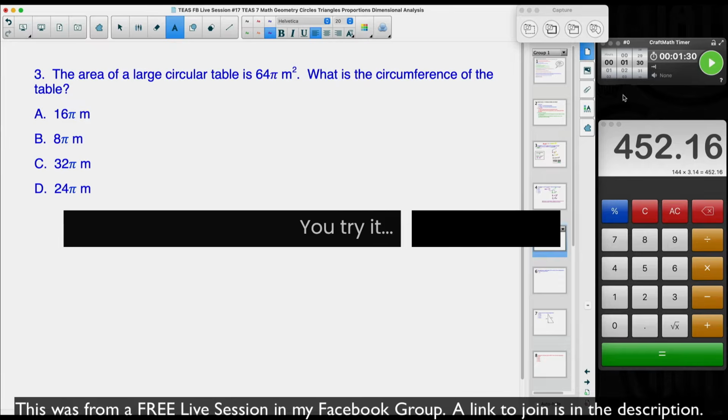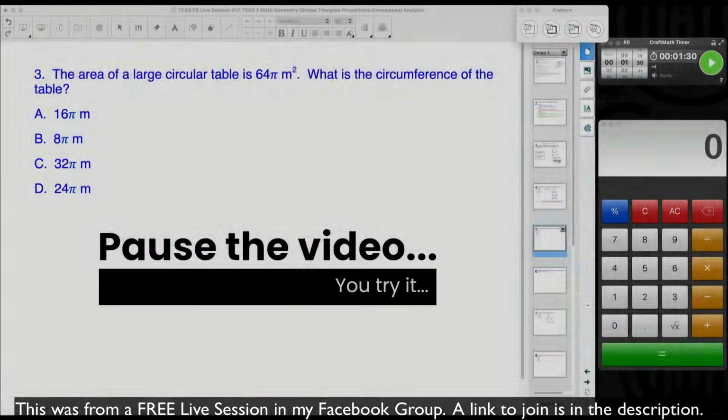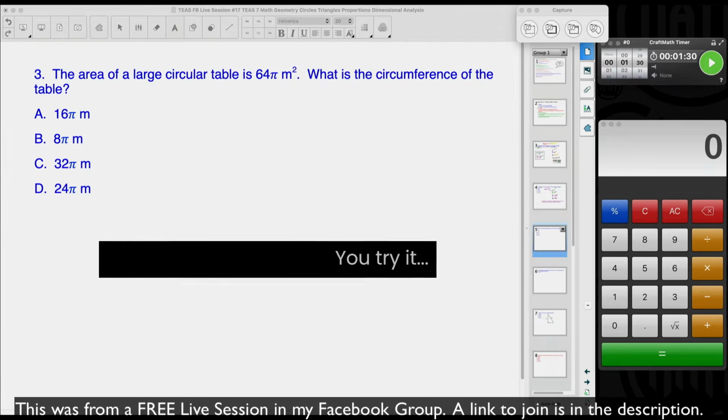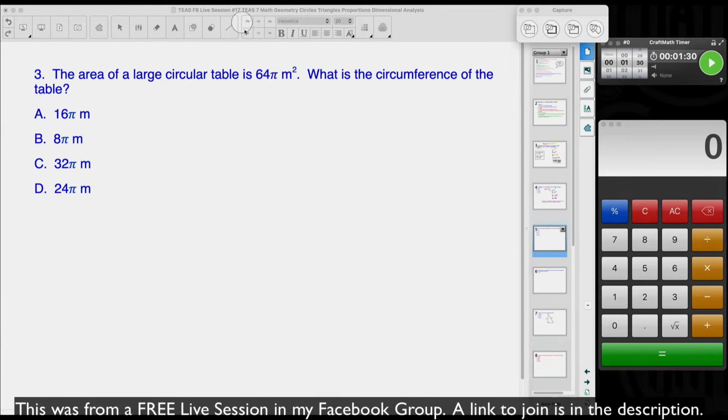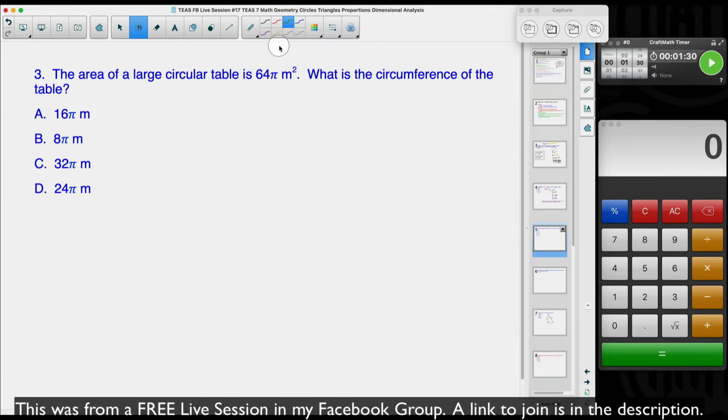This is number 3, minute and 30 seconds. Try it out. All right, so we're reinforcing that idea of pi being in our answer. A is correct, very nice. Now, if we did use 3.14, which we don't want to, then yes, you would get a different number. Now, 2 things going on here.